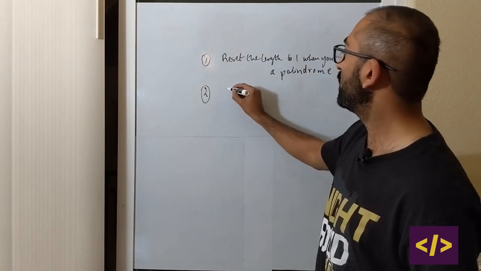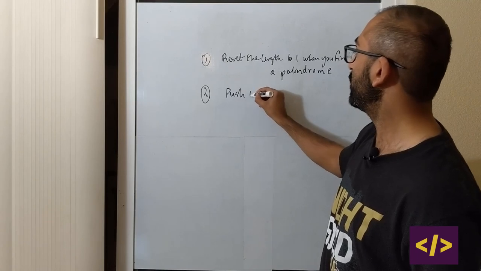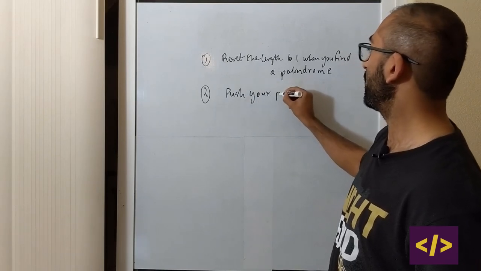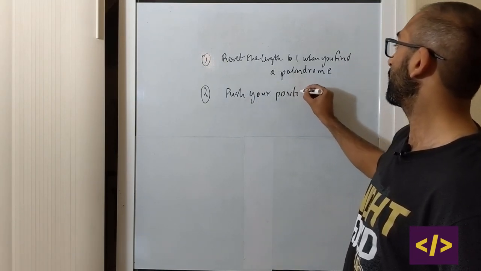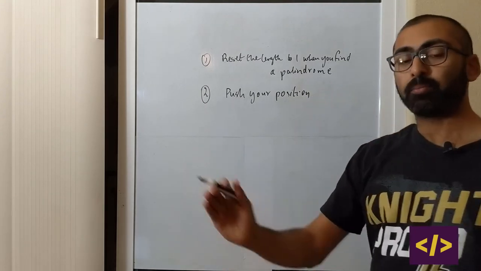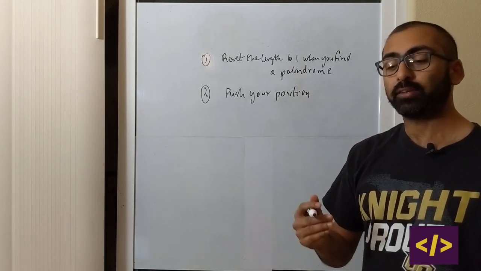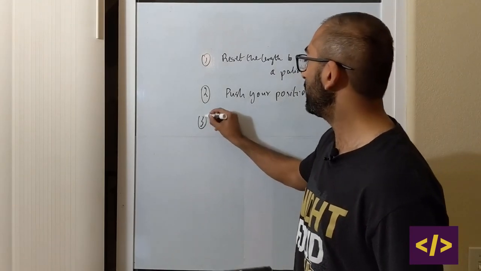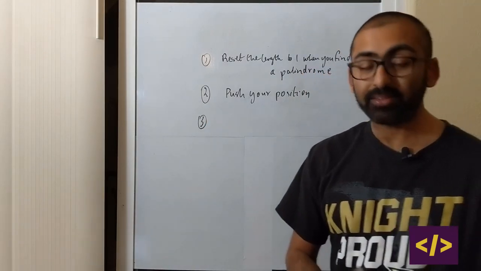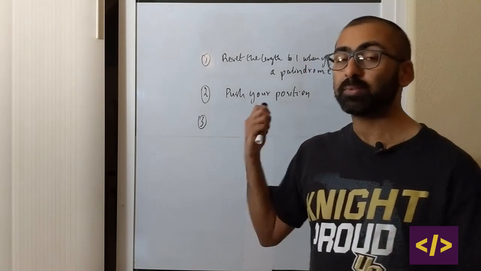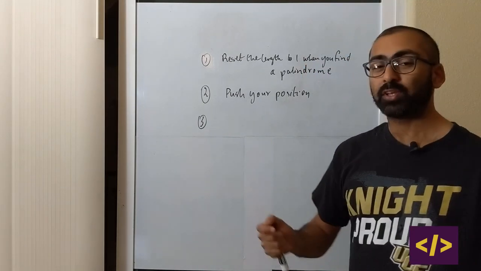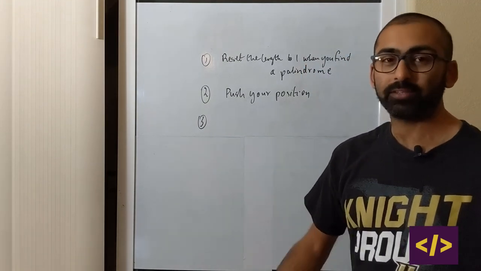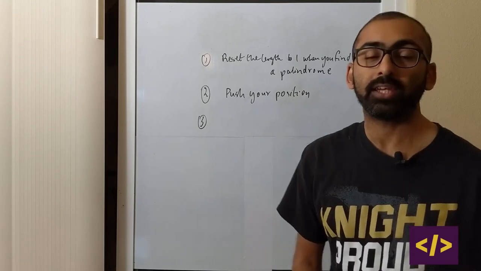Second thing, push your position forward. Push your position by one whenever you find that you have a palindrome right now. And the third thing is kind of insignificant, so I'm not even going to waste my time on it: when you've reached the size, you basically push it back into the result array.